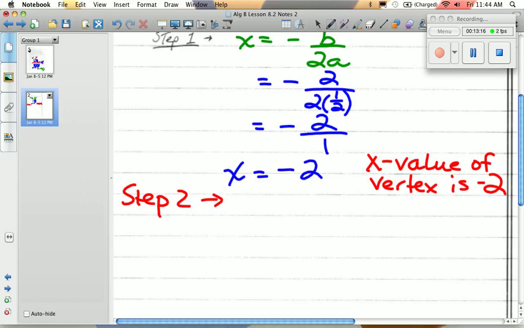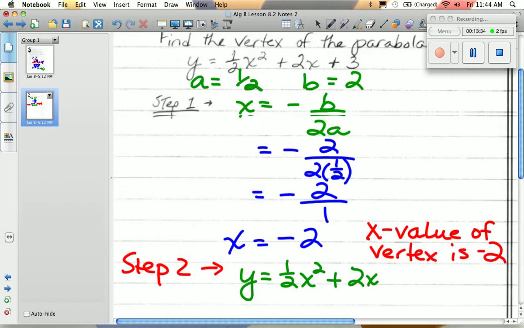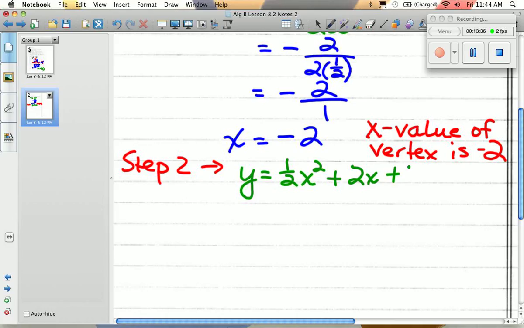Plug the x into the equation so that we can get the y value. Okay, so let's substitute. I'm going to write the equation down first: y equals 1/2 x squared plus 2x plus 3. Equals 1/2 times negative 2 squared plus 2 times negative 2 plus that 3.